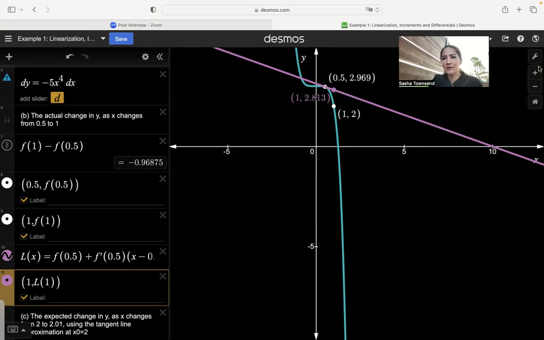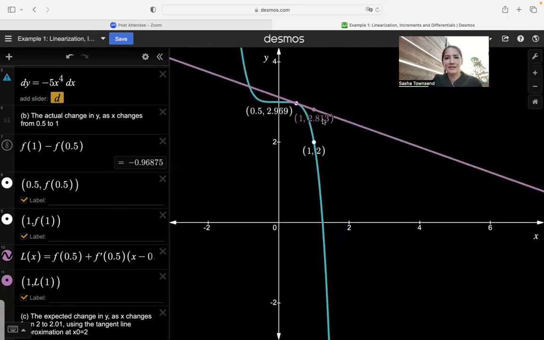And the expected change in y is the difference between these two y values. We see that the expected change in y is actually very small compared to the actual change in y, but that's because our slope is so large. Our slope is negative 5 times x to the 4th, and our x value is between negative 1 and 1, so it's really small here. As long as I'm choosing an x value between negative 1 and 1, that slope is going to be rather small.